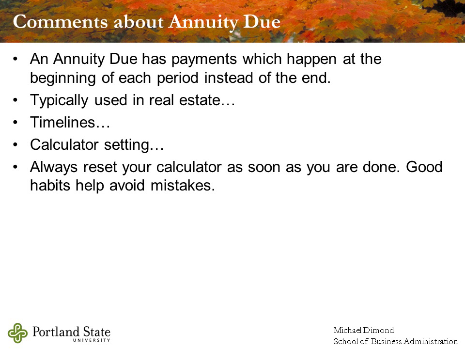There's another type of annuity that we need to be aware of. There's something called an annuity due. An annuity due is an annuity in which the payments happen at the beginning instead of the end of each time period. These are frequently used in real estate. If you want to be the next Donald Trump, you should be very, very familiar with annuities due.